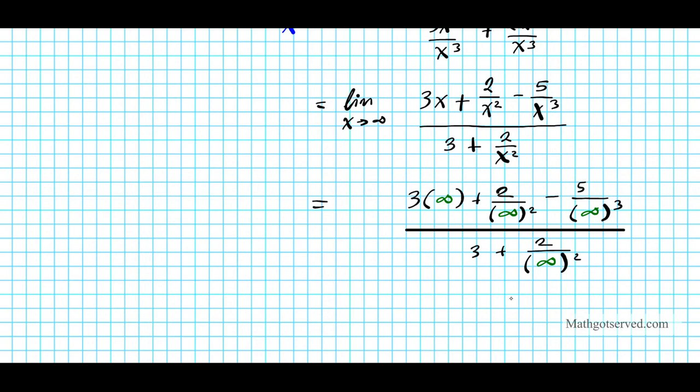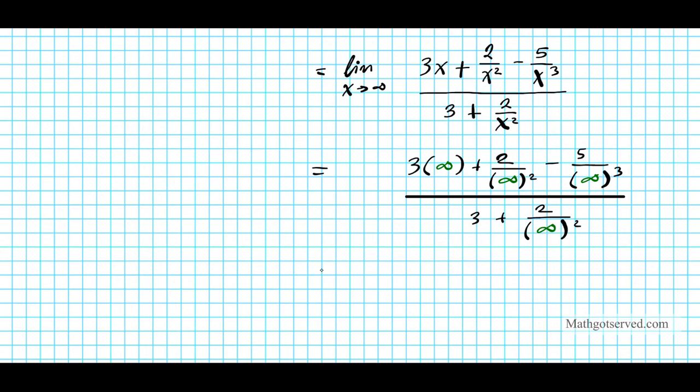Okay, so there you have it. All right, so let's go ahead and simplify this expression with infinities. So 3 times infinity is simply infinity plus infinity squared is infinity, right? So we have 2 over infinity minus 5 over infinity divided by 3 plus 2 over infinity squared, which is just infinity.